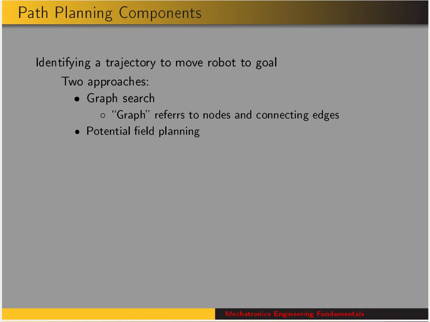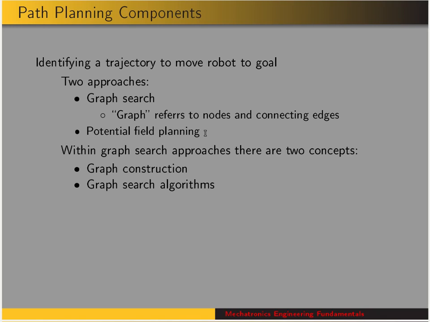There are two approaches: graph search methods and potential field planning. And both of these assume a map of the environment, and once you're given a map, you know where you are currently, you know where you want to be, you'll decide a trajectory to navigate through the map. In this video, we're going to look briefly at both of these approaches, a couple of graph search methods, and then potential field planning.